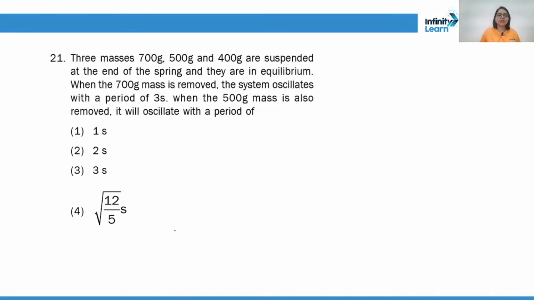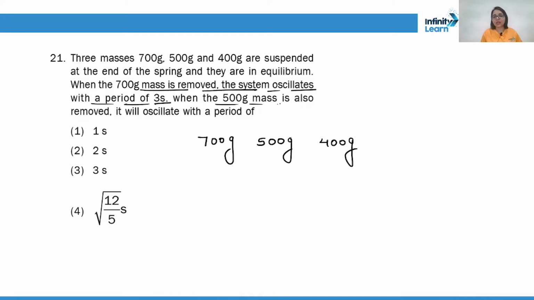Question number 21. Three masses, 700 gram, 500 gram and 400 gram, are suspended at the end of the spring and they are in equilibrium. When the 700 gram mass is removed, the system oscillates with a period of 3 seconds. When the 500 gram mass is also removed, it will oscillate with a period of.